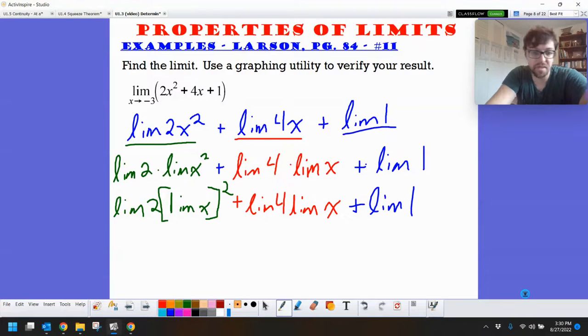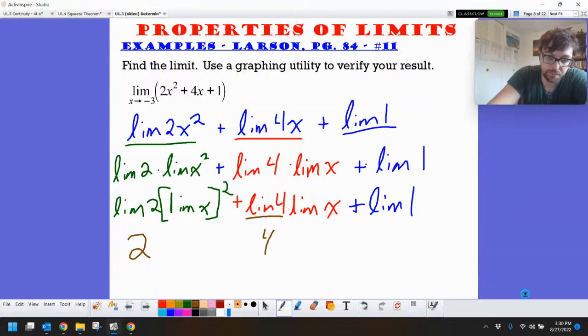All right, knuckle down time. Time to just do these. All right, so the limit if you're approaching a constant is that constant. So this is 2, this is 4, that one's 2 right there, and this one's 1. So we're going to have this plus, and we're still going to have this one.